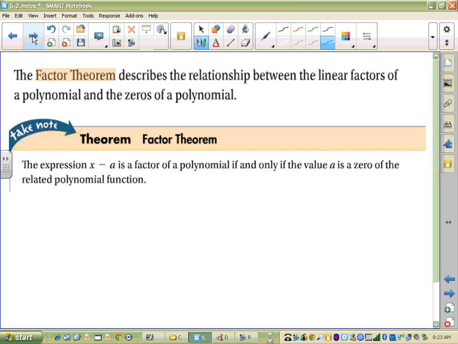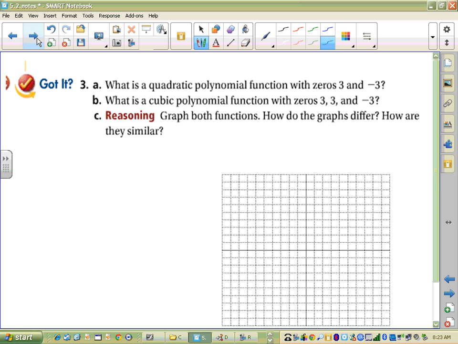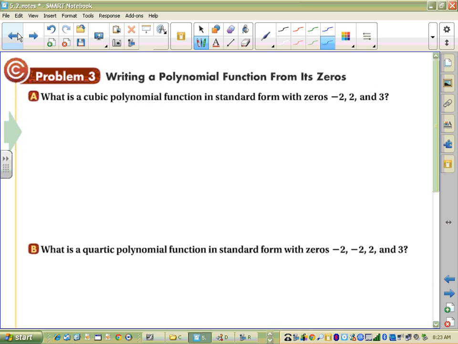If not, hey, there's that factor theorem again. Wow, must be important. What's a cubic polynomial in standard form with these zeros? Hey, we kind of did one just like this. I'm going to skip over part A because we did one just like that. I want to go to part B.